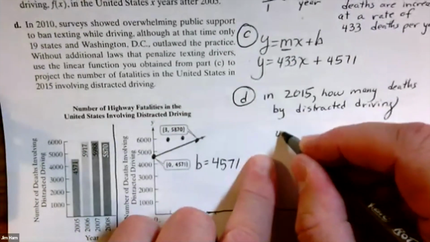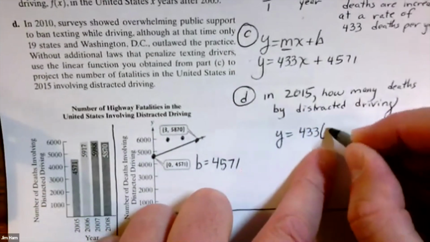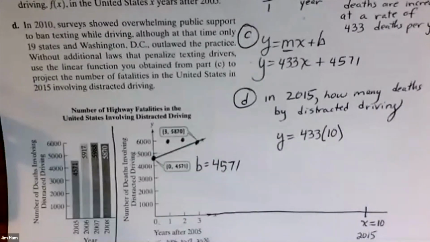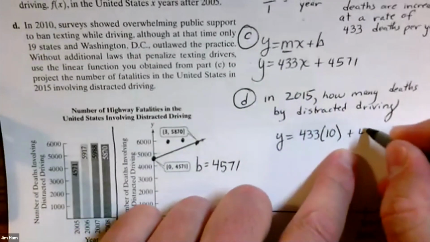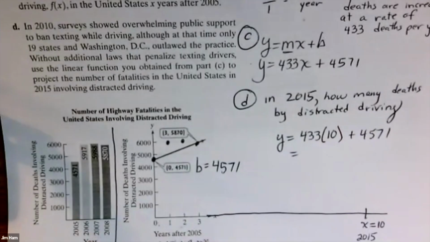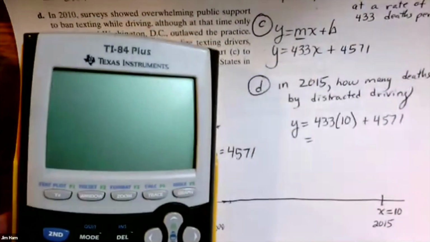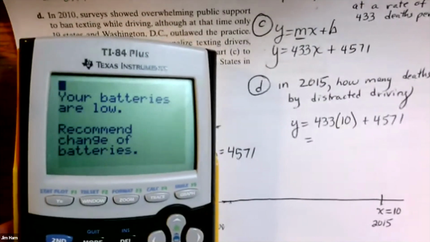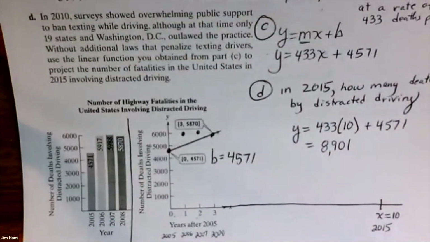Okay, so y equals 433 times 10, because the x value is 10, plus 4571. Evaluate that, and this would be what we would expect using the same model, the number of deaths to be in 2015. So we would expect 8,901.